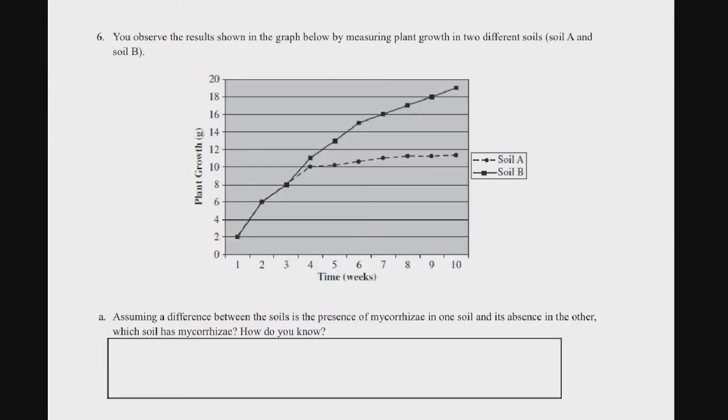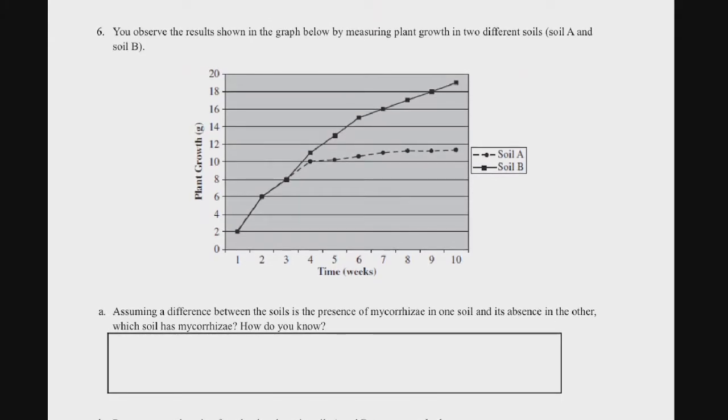Awesome. Okay, moving to 6. 6 is saying you observe the results shown in the graph below by measuring plant growth in 2 different soils, soil A and soil B. We can see that here, and they're both labeled over here. I always like when things are highlighted.